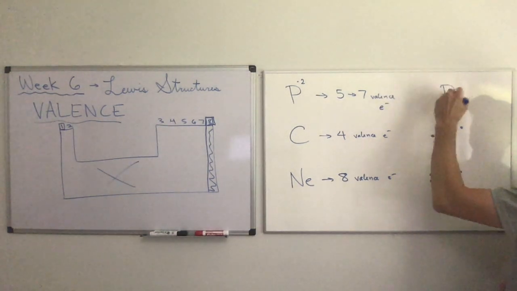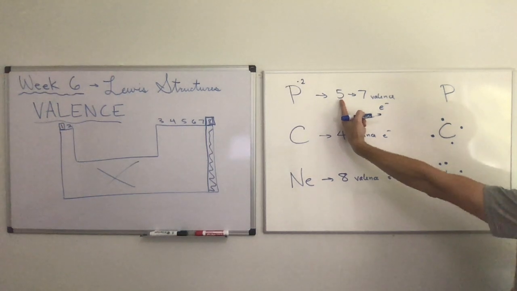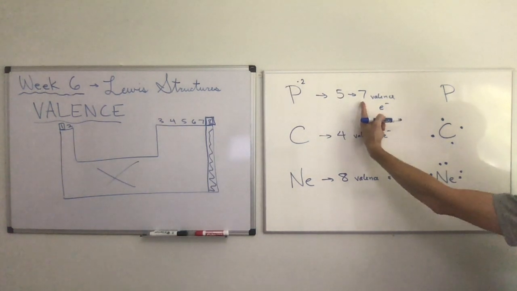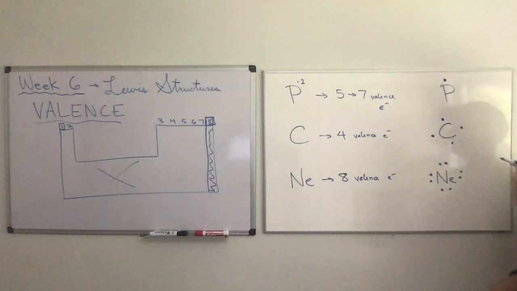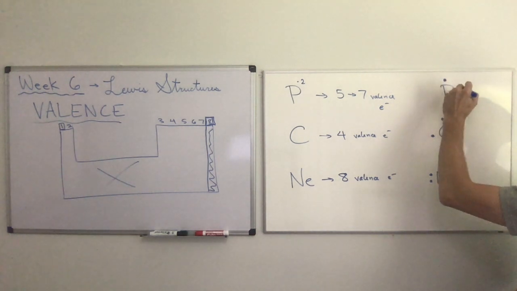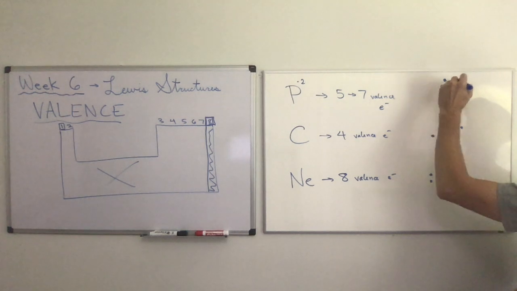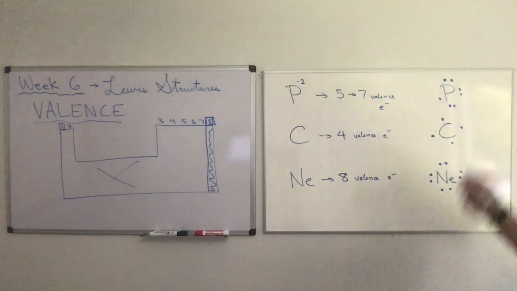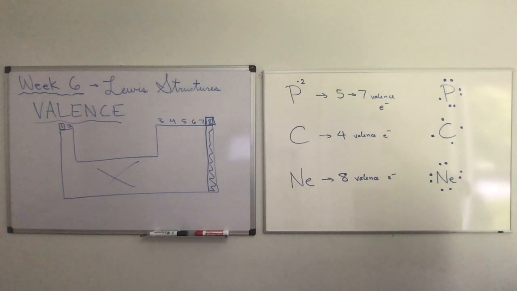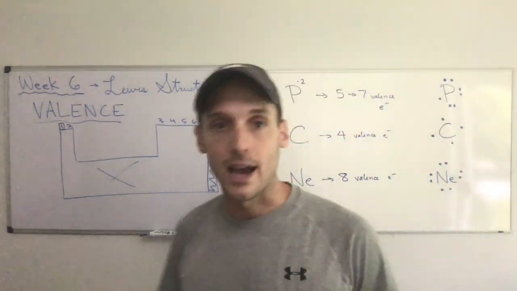So now we come over to draw. We're not drawing 5 valence electrons anymore. We're drawing 7 valence electrons. So remember, each dot is an electron. So there's 1, 2, 3, 4, 5, 6, 7. Okay, that would be how to show 7 valence electrons on a single atom.